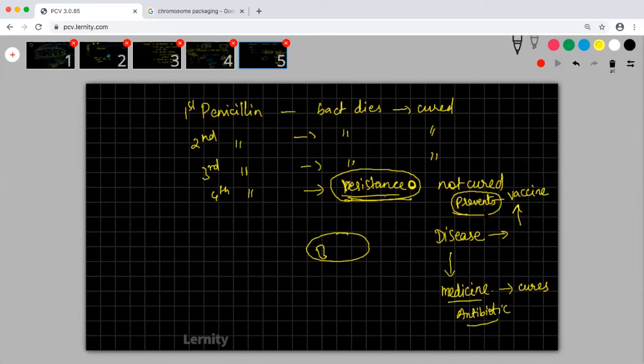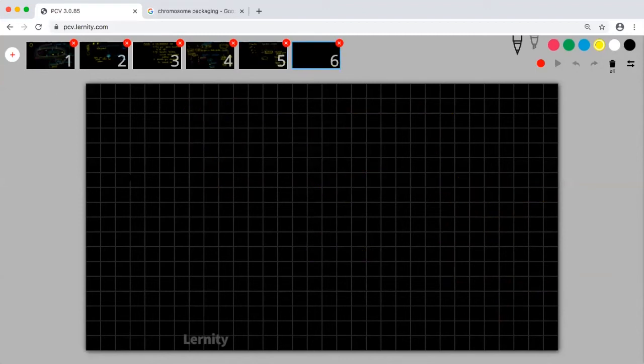Okay, so this is what the case is. So now we'll study about the role of pili. It is also called sex pili.